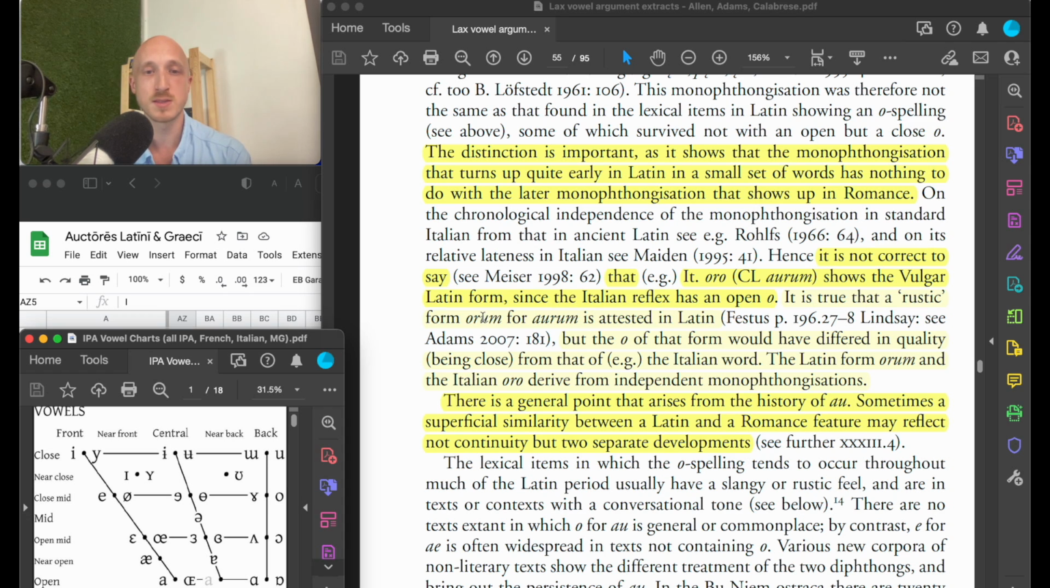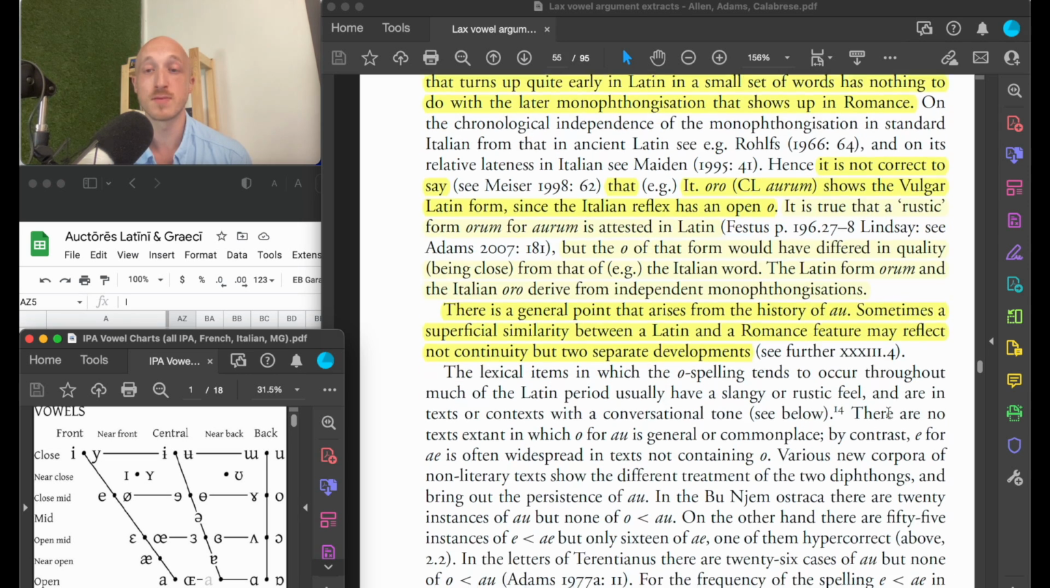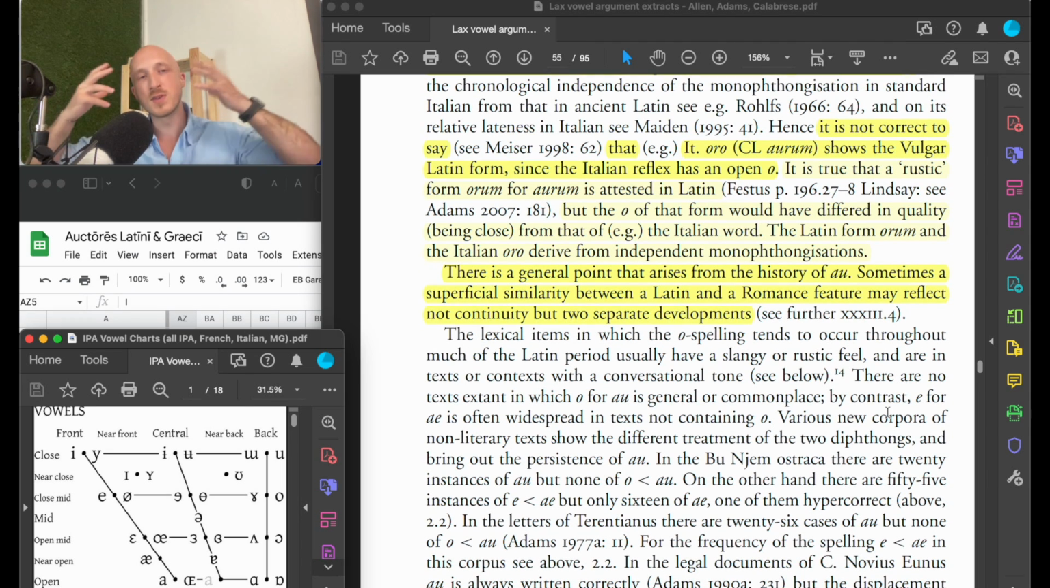It is true that a rustic form, orum, for aurum, is attested in Latin. But the O of that form would have differed in quality, being close, from that, for example, of the Italian word. The Latin form orum and the Italian oro derive from independent monophthongizations. It's very interesting that these phenomena can occur more than once, even in the passage of the same basic language. There is a general point that arises from the history of au. Sometimes a superficial similarity between Latin and a Romance feature may reflect not continuity, but two separate developments.